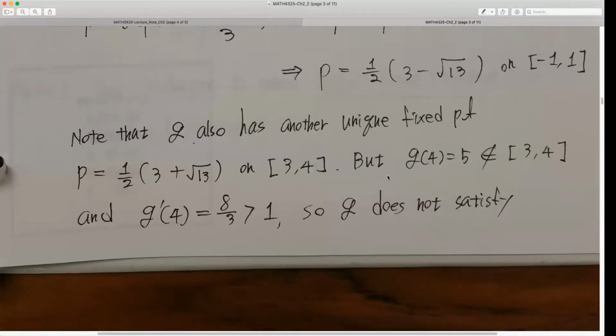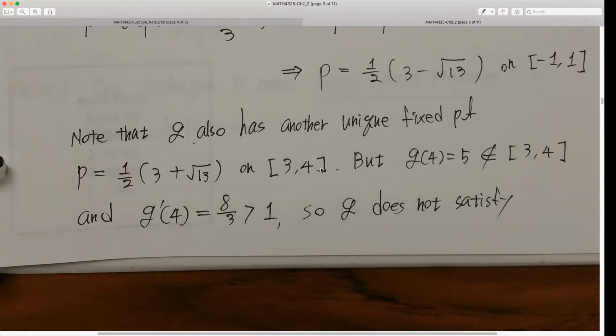But g of 4 is 5, right? See that? So g(4) is 5. So 5 is not in the closed interval [3, 4]. So the range of the function g on the closed interval [3, 4] does not belong to the closed interval [3, 4].